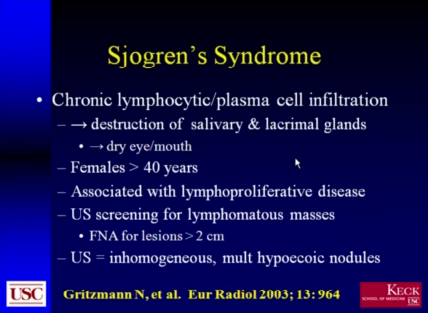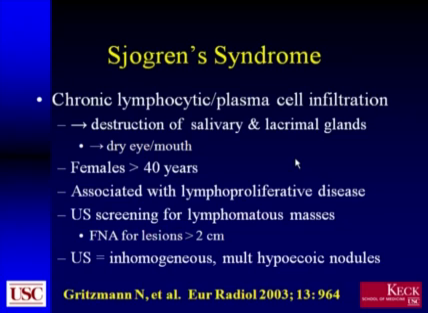Sjogren syndrome is another inflammatory process that affects the salivary glands. This is actually a chronic lymphocytic or plasma cell infiltration. There is destruction of both the salivary and lacrimal glands, which can lead to patients presenting with both dry eye and dry mouth phenomena.